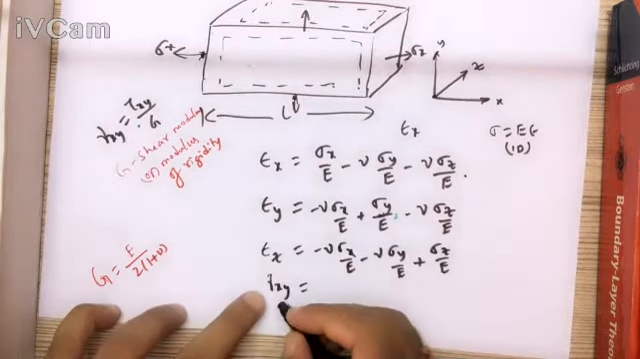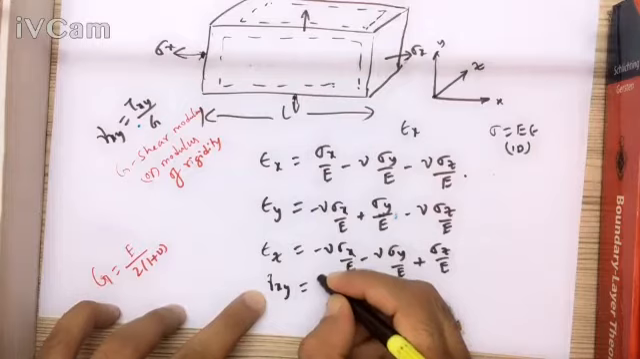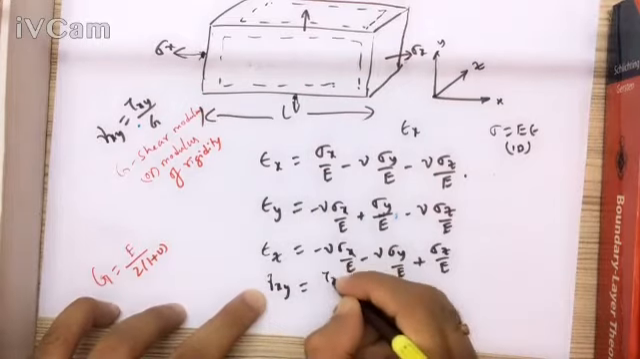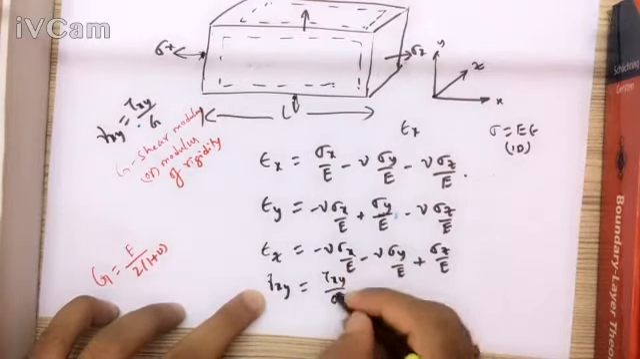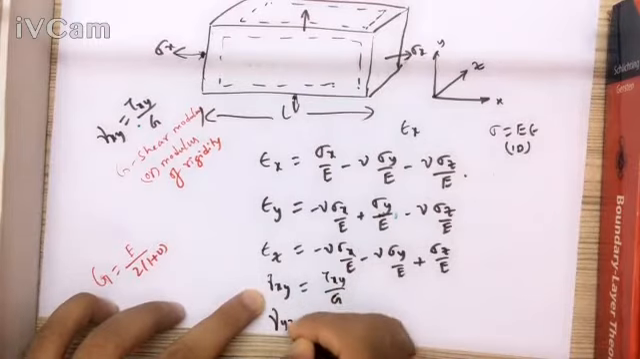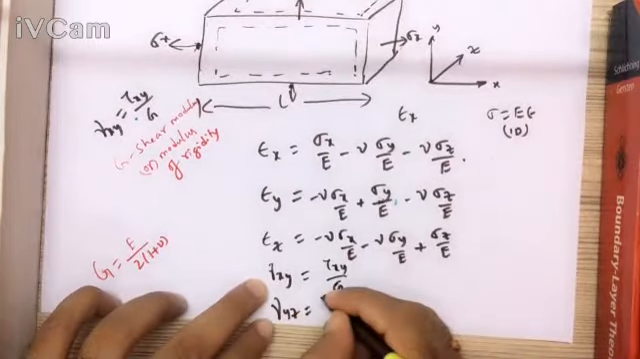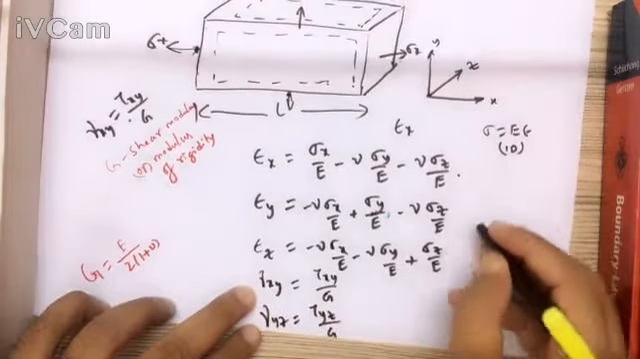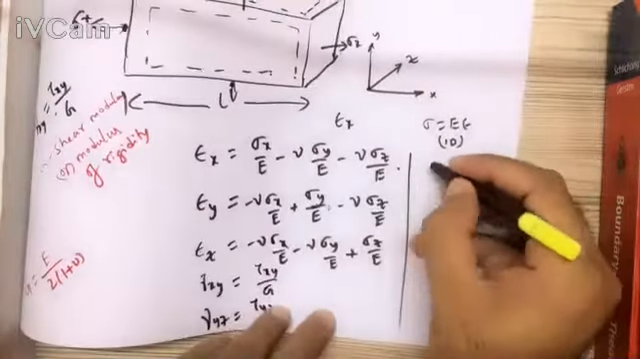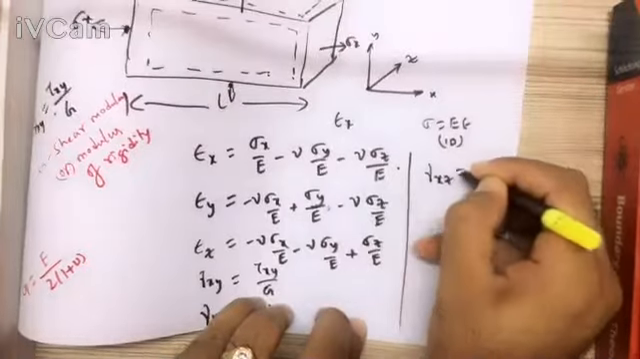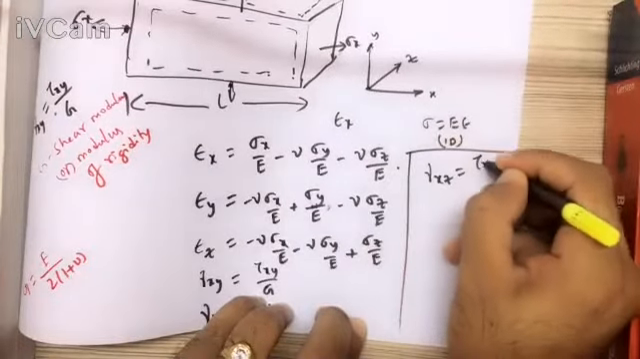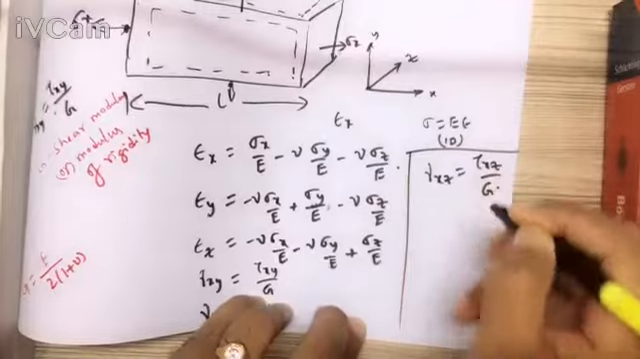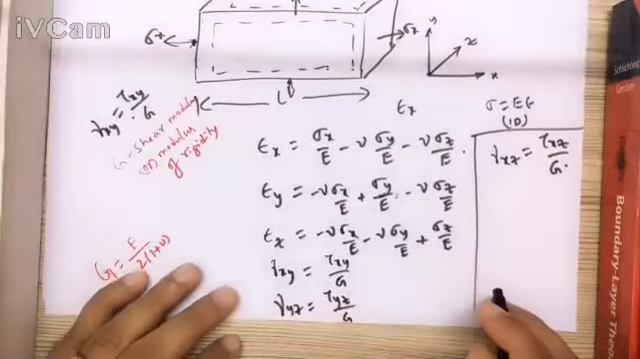So gamma xy is equal to tau xy by G. Similarly, what about your gamma yz? Gamma yz is tau yz divided by G. Now, what is the next one? Last one. Gamma xz is equal to tau xz divided by G. Is that clear?